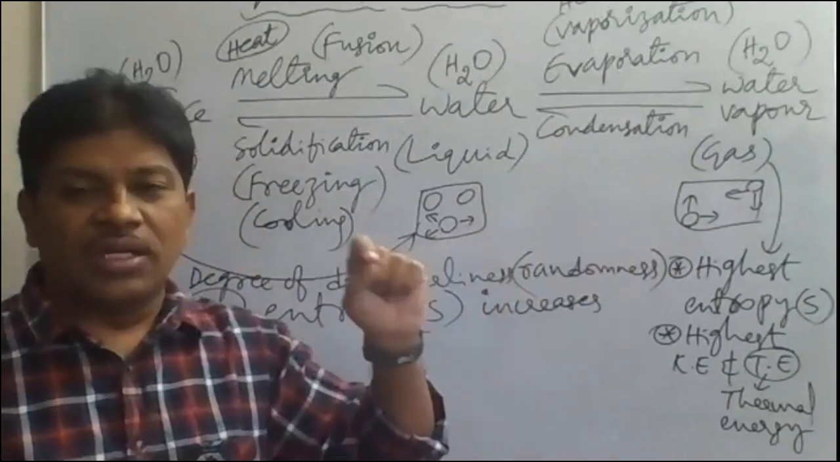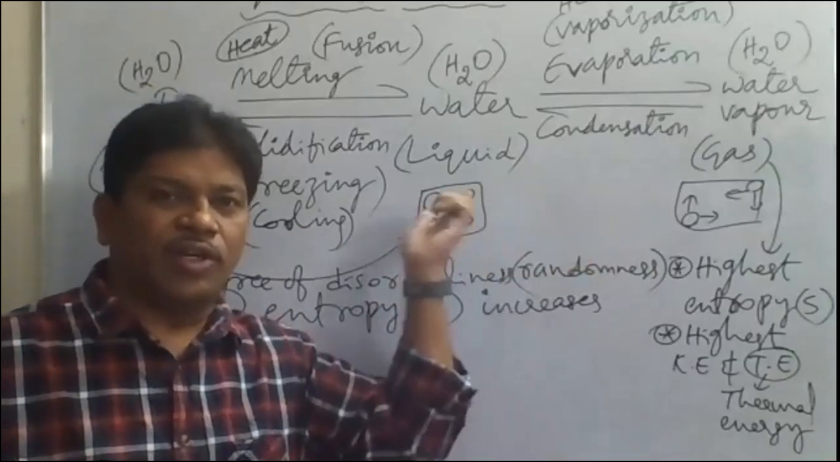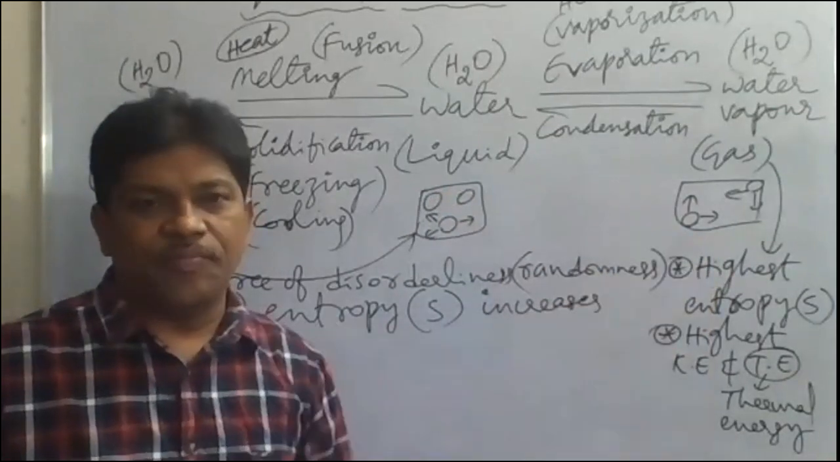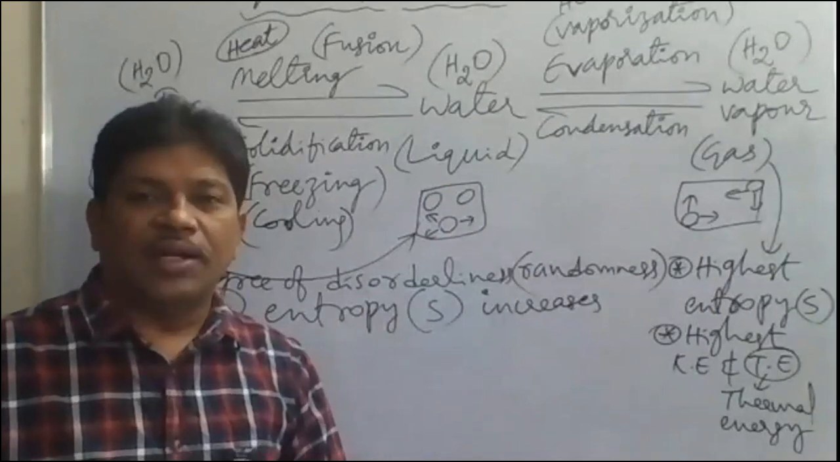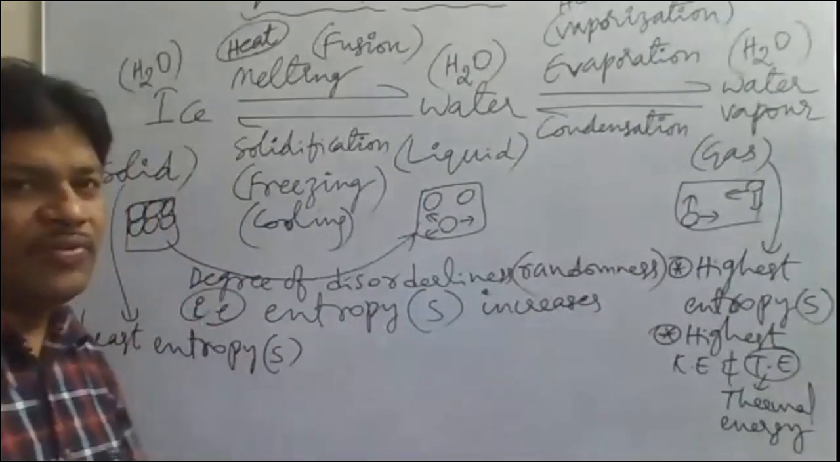That is, the degree of disorderliness increases. The degree of randomness increases when you convert the liquid into gas. That is why the entropy value increases. So this point, mainly, what we have to understand is the interconversion of matter, and the temperatures we have to remember.